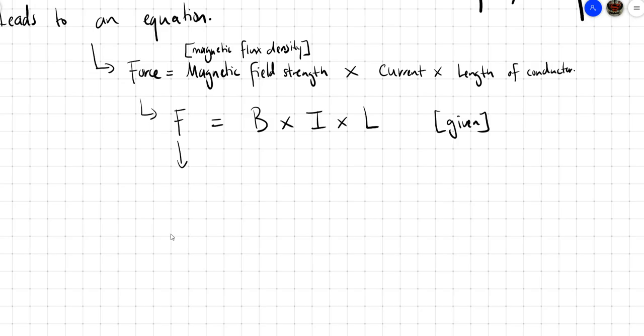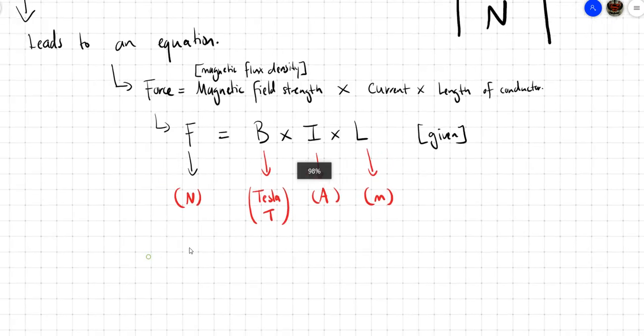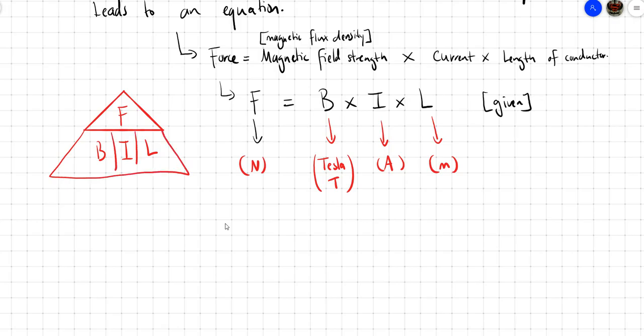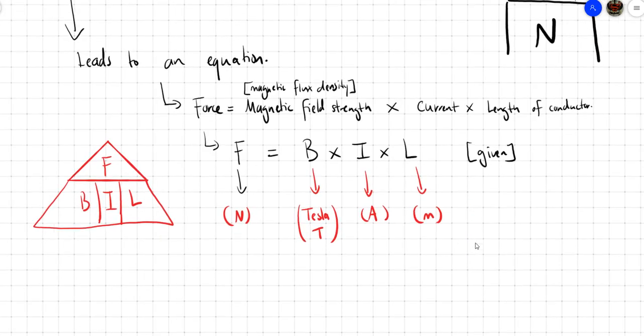Okay. Now in terms of units, so we got force is measured in newtons, of course. Now magnetic field strength or magnetic flux density is measured in Tesla. Okay, so capital T, Tesla. Current, you guys know it is in amps. Length is going to be in meters. Okay, now if you're looking for the triangle, then the triangle is going to be F on the top, B, I, L, and here we go. There we go. F = BIL. Okay, nice one.